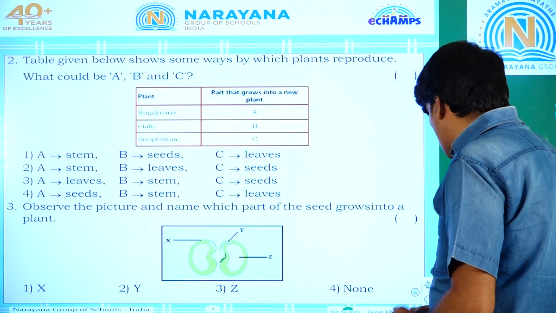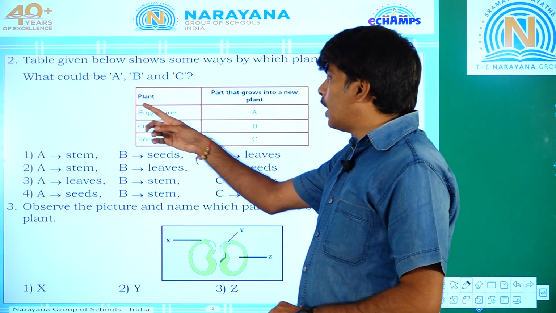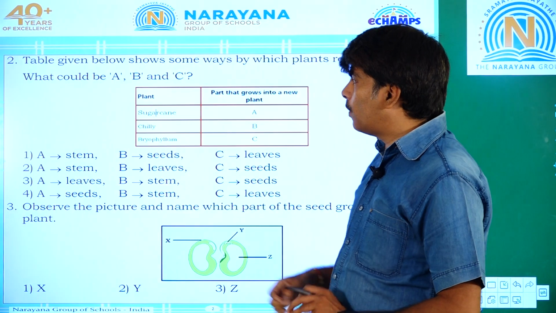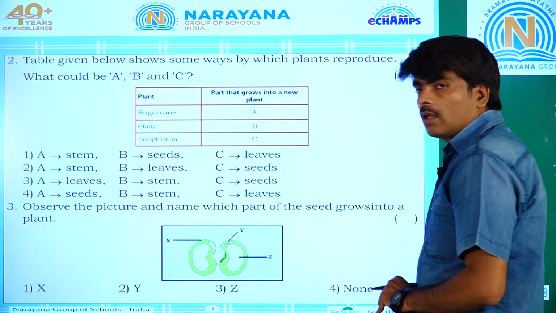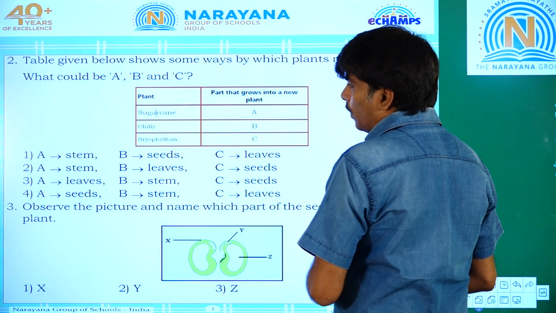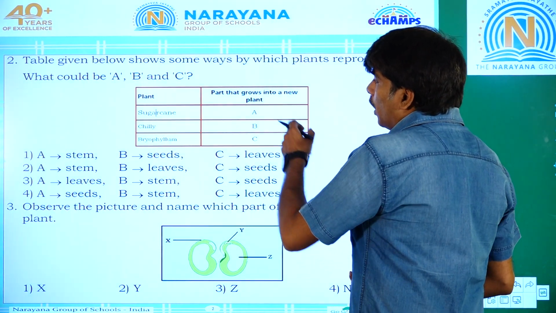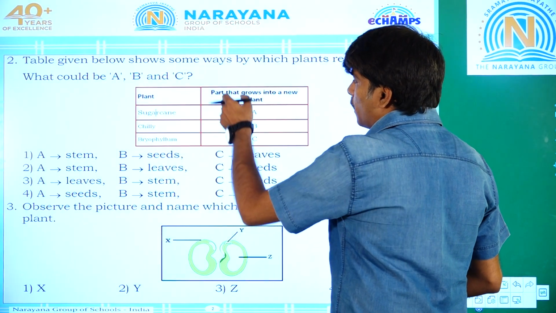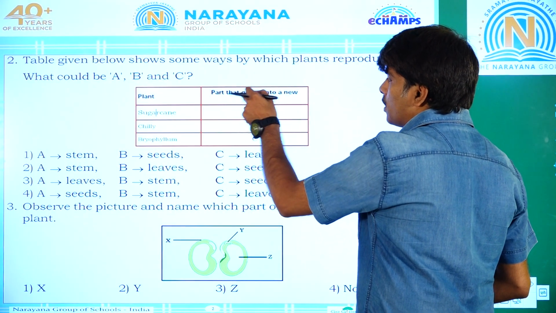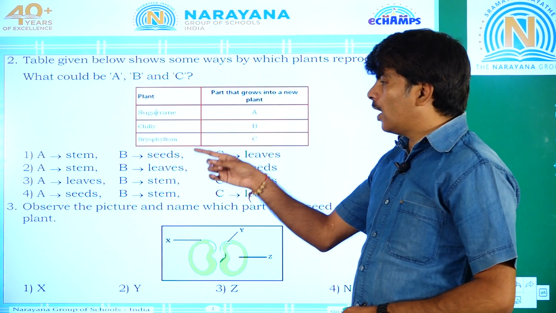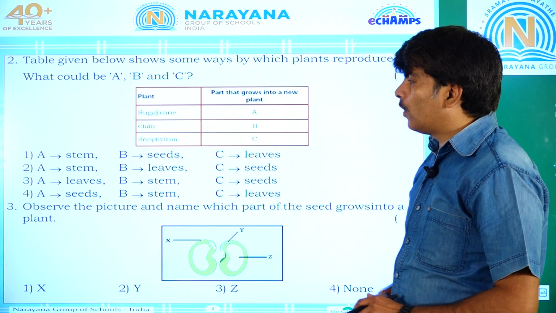Moving on to the next question. The table given below shows some ways by which plants reproduce. What would be A, B and C? There is a table given here. Let us see. Sugarcane, chili and bryophyllum in one column, A, B, C in the other column. This column represents plants. This column represents the part that grows into a new plant. For sugarcane, for chili and bryophyllum.